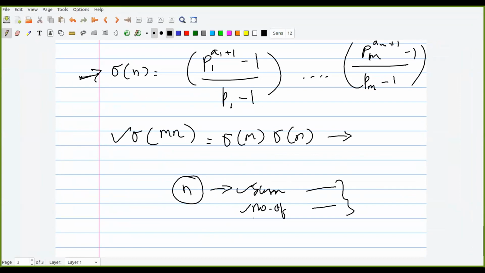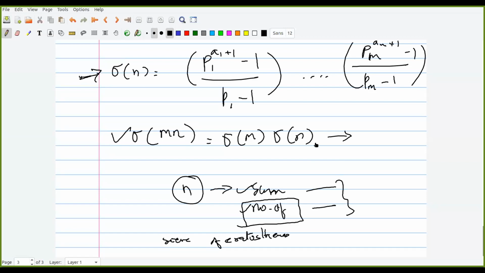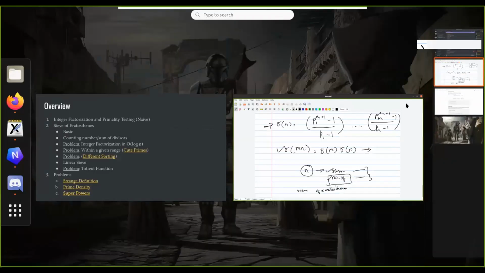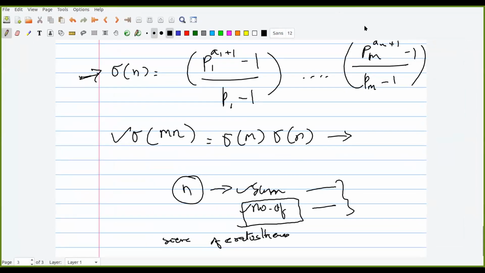So I want you to tell me how to find the number of divisors of n using the idea of the sieve of Eratosthenes that we just talked about. Is the question clear? Even if you have a completely wrong approach, it doesn't matter. Any ideas?